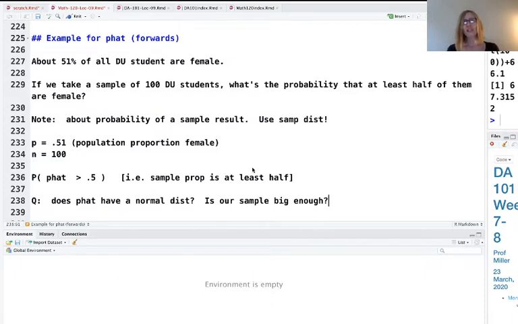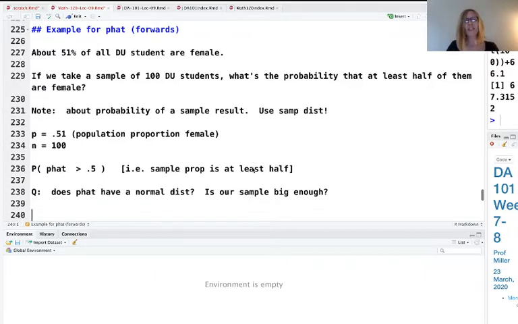Here, we need to check n times p, and also n times 1 minus p. So let's do that. Let's check. We need np bigger than 10, and n times 1 minus p to be bigger than 10. And you can see those numbers for n and p right up on my screen there. We know p is equal to 0.51 and n is equal to 100.